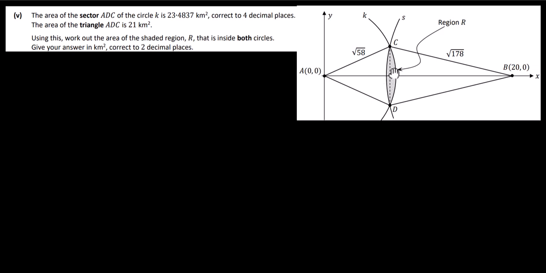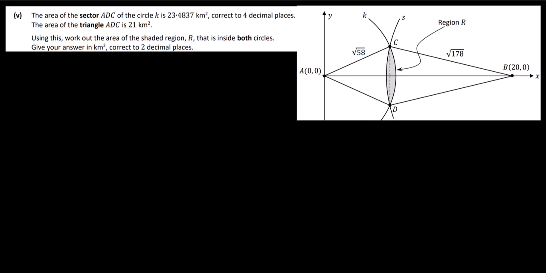Okay, so the way I'm going to do this is I'm going to work out the shaded area to the right of this dotted line by subtracting the area of the triangle from the area of the sector that we're given. That'll give me the right-hand side of the dotted line. Then I'm going to do the same thing with this triangle and sector on the other side. I'm going to take the area of this triangle and subtract it from the area of the sector. That'll give me the shaded area to the left of the dotted line. I'm going to add those two areas. That'll give me the total area of the shaded region. So let's work through all of that.